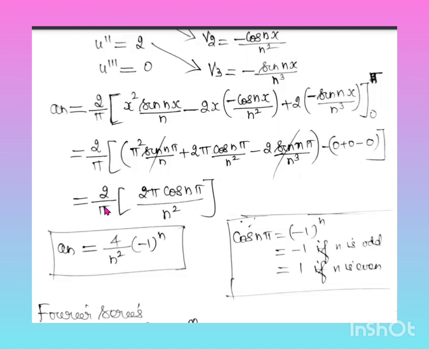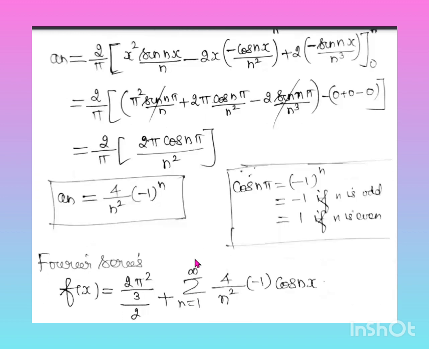So the middle term will be 2 divided by pi, 2 pi cos n pi by n square. What is cos n pi? Minus 1 power n. If n is odd, you can write minus 1. If n is even, you can write plus 1. But in general, pi divided by pi cancelled. 2 times 2 is 4, so 4 cos n pi is equal to minus 1 power n divided by n square. So 4 divided by n square into minus 1 power n, that is an.